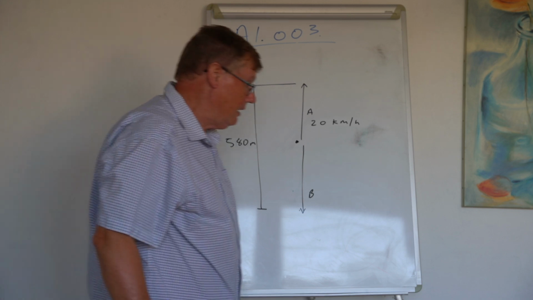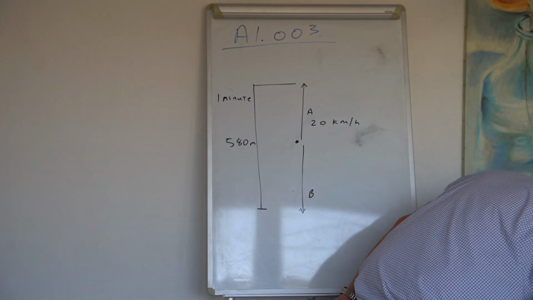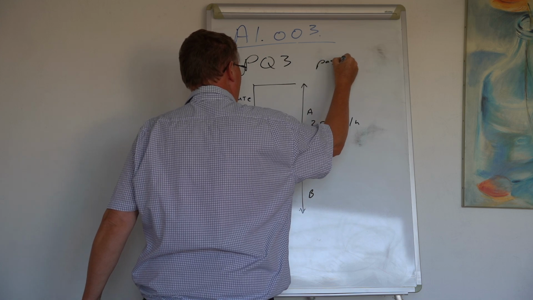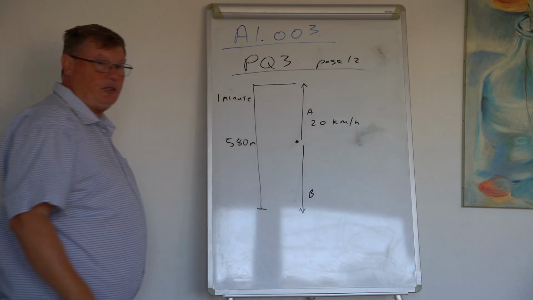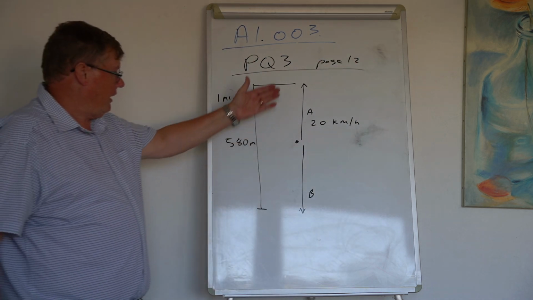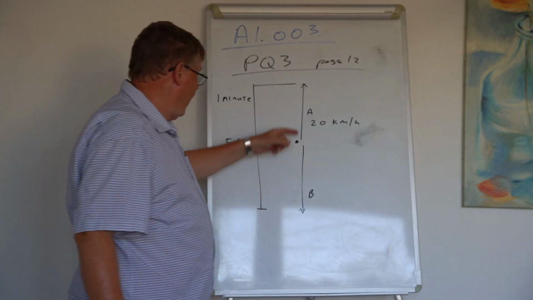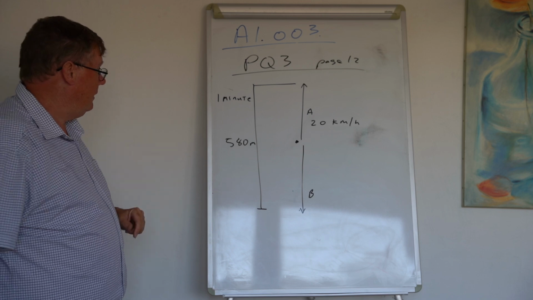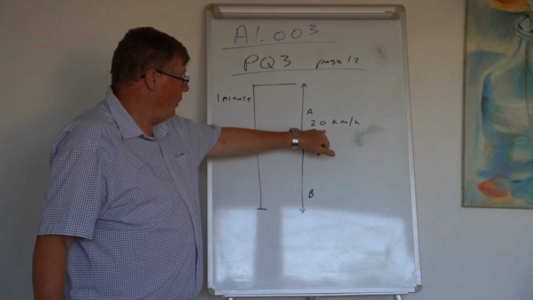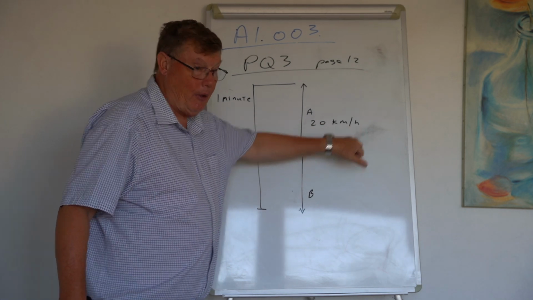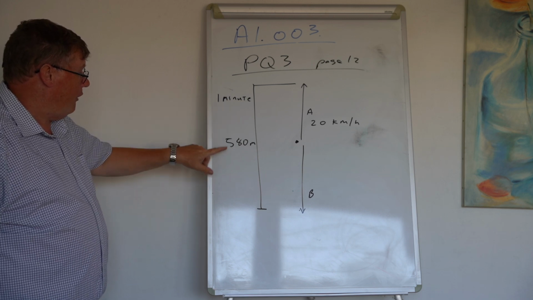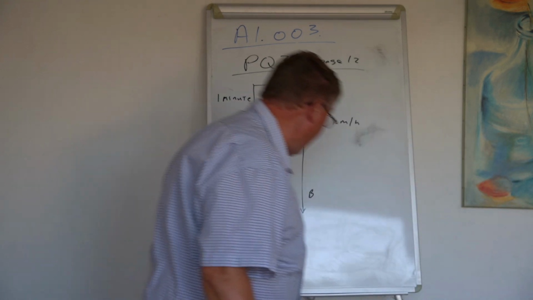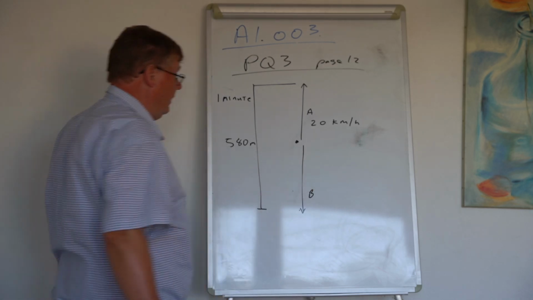Okay, welcome back. We're going to do practice question 3, PQ3, which is on page 12 of the good book. And this is where it's all starting to get a bit harder. Two cyclists, A and B, go in different directions on a straight road. After 1 minute, A, who's travelling at 20 kilometres per hour, is now 580 metres from B. Determine the speed at which Matt, that person B down here, rides.